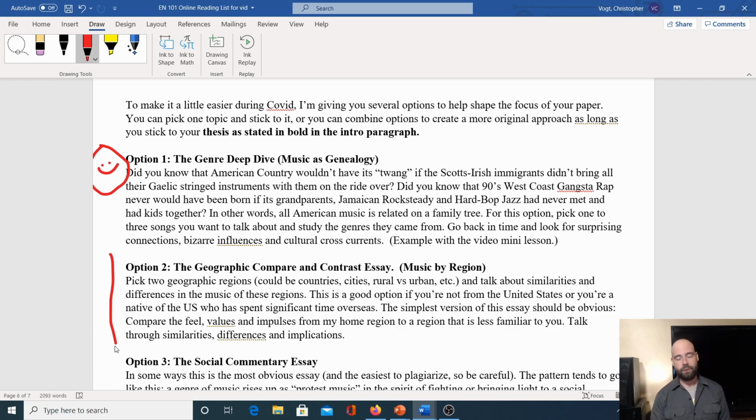It might be easier for you to get an A. For instance, if you're not a native to the United States and you came here late enough in life that you remember your home country, or a variety of home countries if you moved around a lot, that's a perfect opportunity for an essay, because that's a simple compare and contrast.